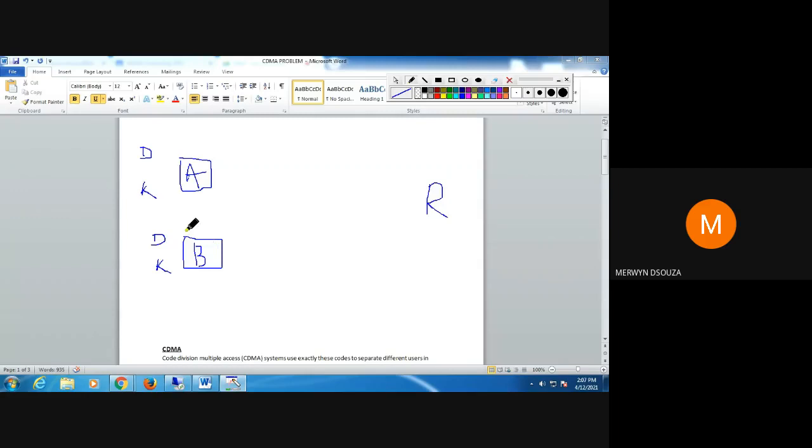Whenever they want to transmit, they will encode. This key is nothing but some code. Some unique code is provided to each station to encode their data. So the encoding is done by each station in the following manner. Suppose AK stands for the encoded data, then you will find the encoded data by finding the dot product, D into K. So this D is the data of A, and when you take the dot product with the key of A, you will get some encoded value.